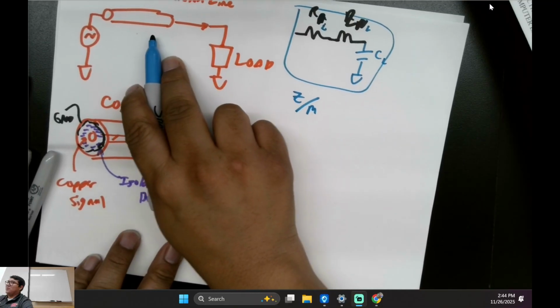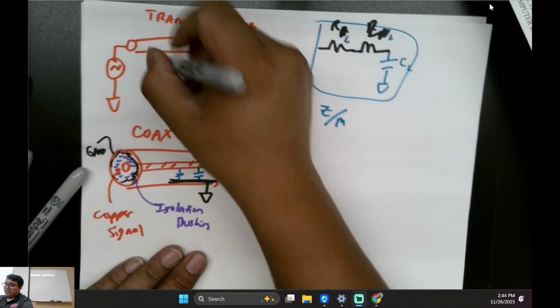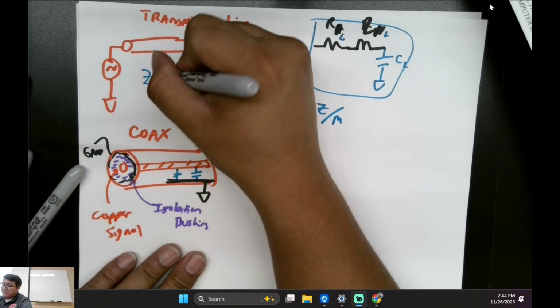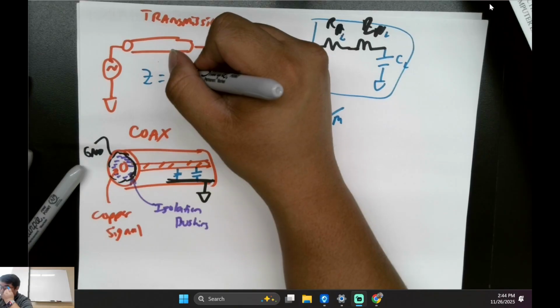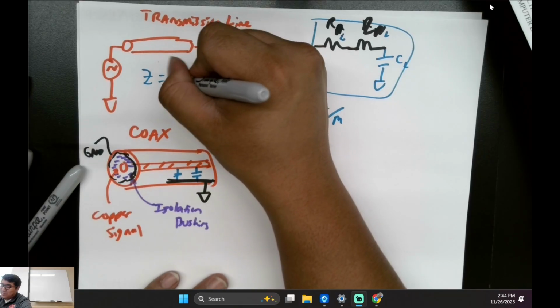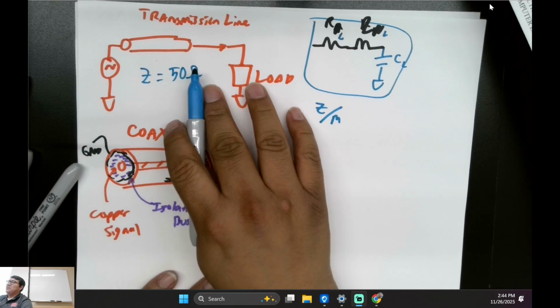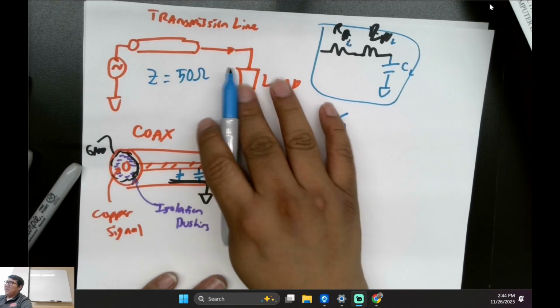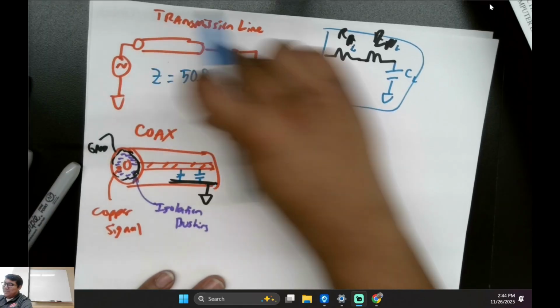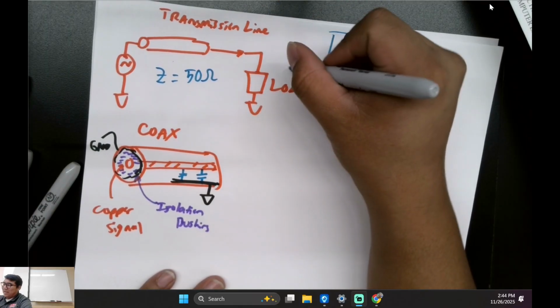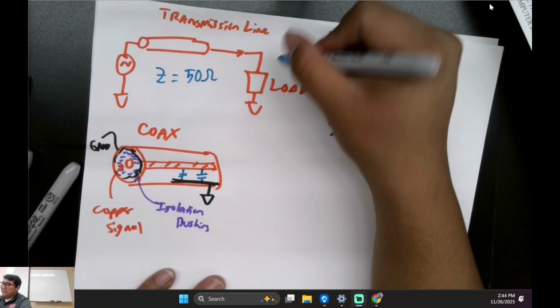But usually for our coax cables and a lot of cables, that impedance has already been determined. It's called the characteristic impedance, which is usually 50 ohms. That's usually our standard that we work with. And if you don't want this system to have any type of reflection, you have to have it so that your load is matched.